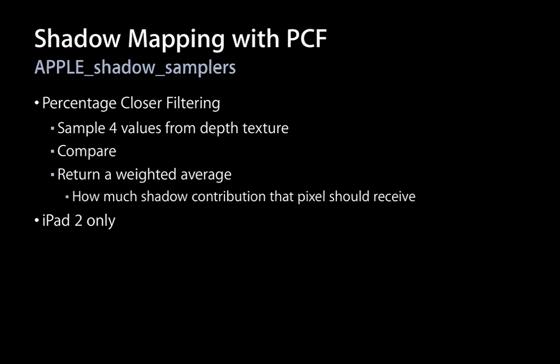So percentage closer filtering basically moves it from a binary test to a 4-sample test that will allow you to generate any range between 0 and 1. Basically, you do 4 depth texture tests and then compare and return a weighted average. That tells you how much light contribution you get from that light, which also tells you how much shadow that pixel gets. And again, it's a feature that's only available on iPad 2.